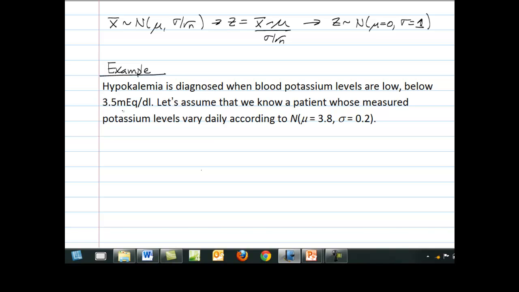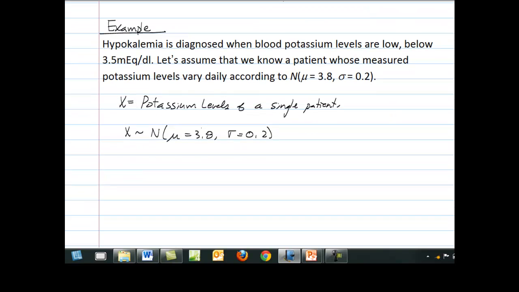Now we're going to assume that we have a patient whose measured potassium levels vary according to the normal distribution. So their levels are represented by the random variable x, where x equals potassium levels, for a single patient. So we're not looking at samples here yet. As it turns out, x is distributed normal with a mean of 3.8 and a standard deviation of 0.2. This is all from the given information.